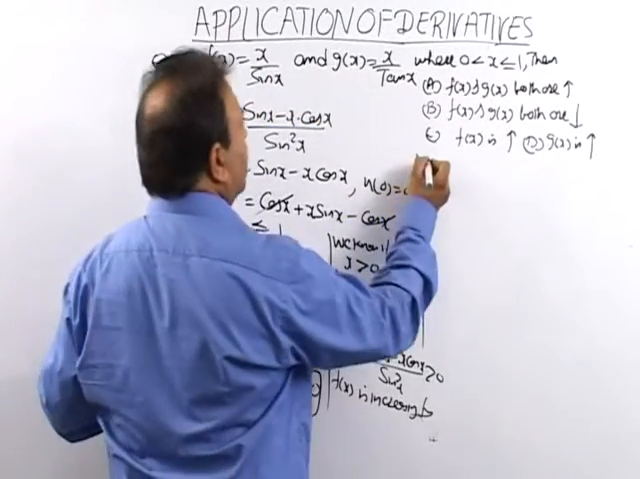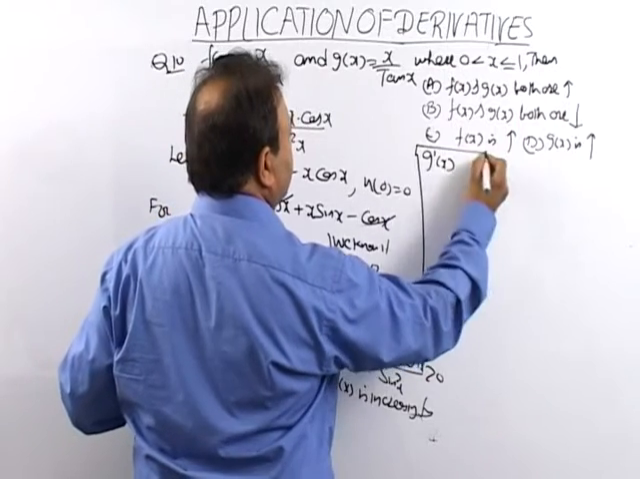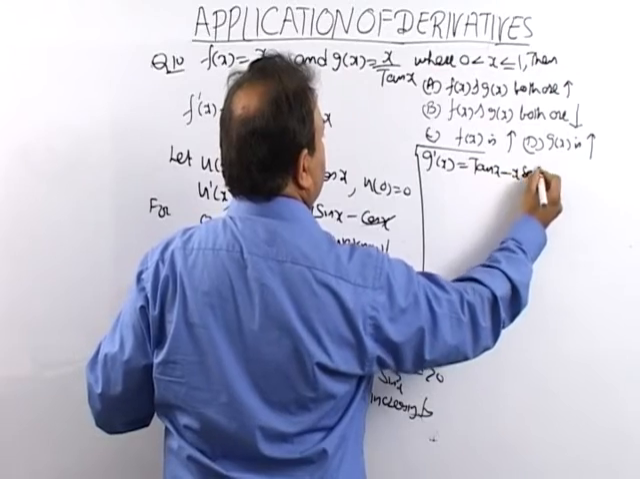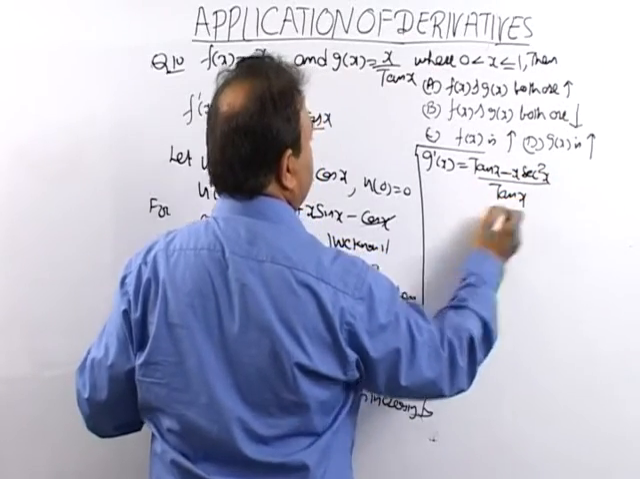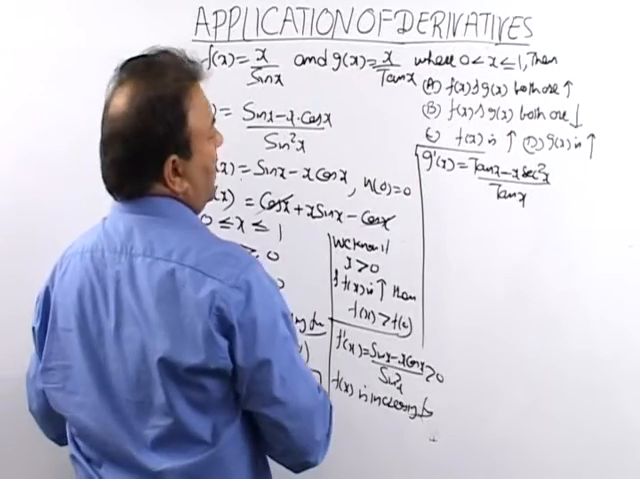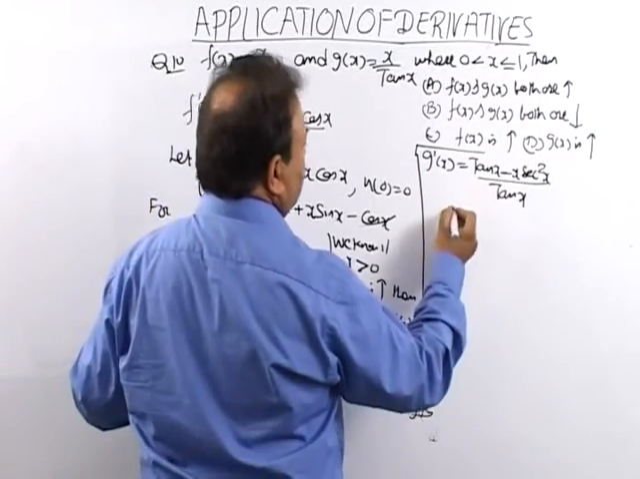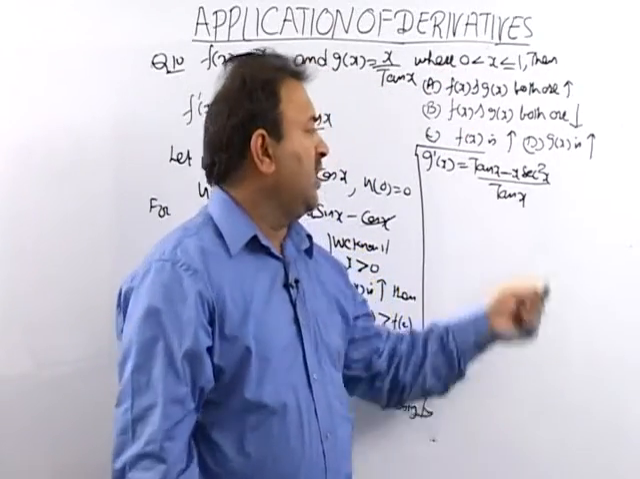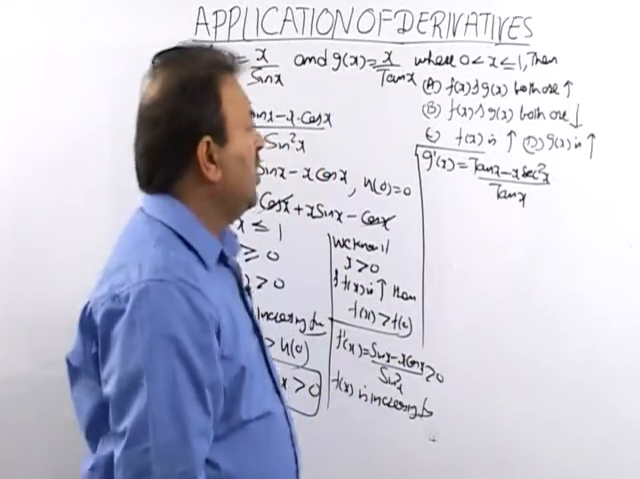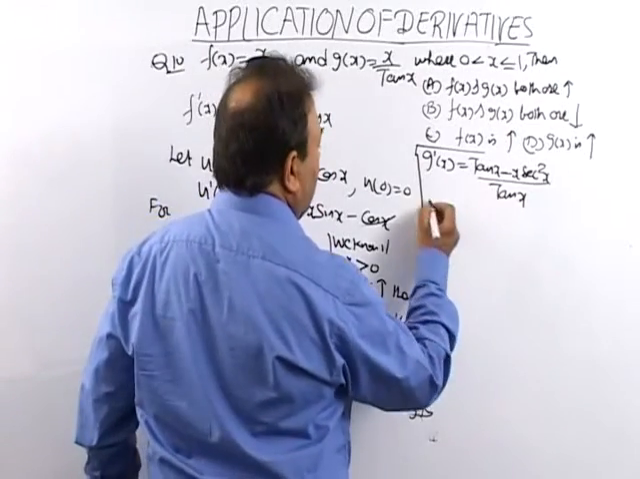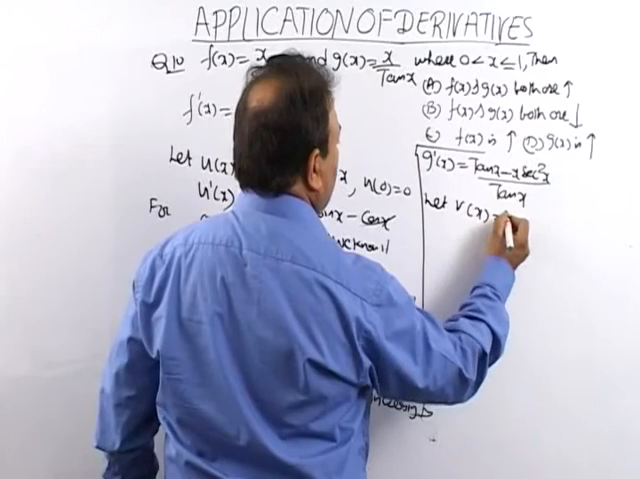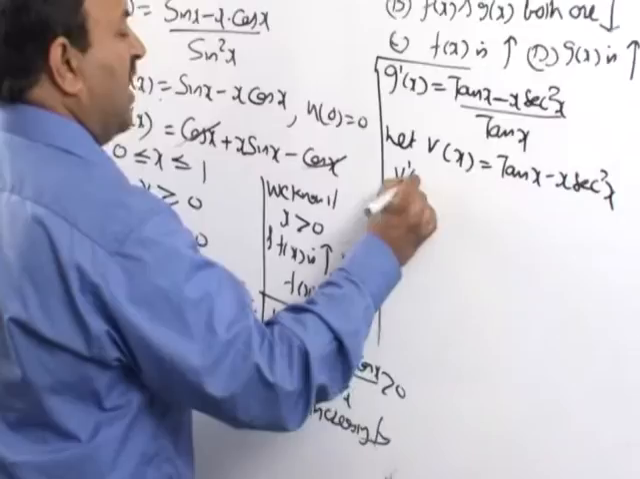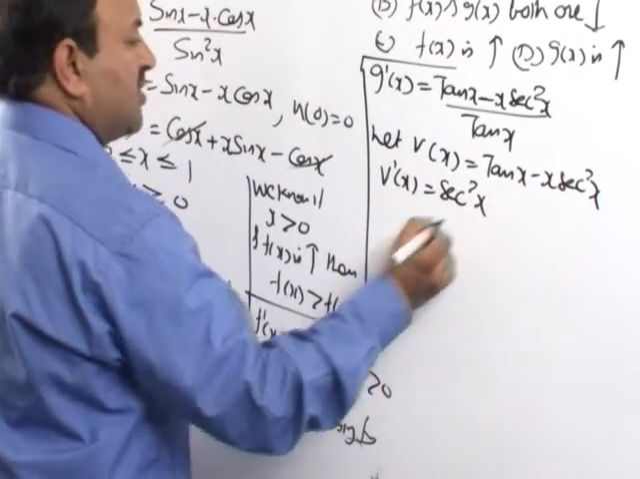g x के लिए क्या है? g dash x is equal to, this is tan x minus x secant square x upon tan x. This is g dash x. Now I can say same problem. Now for x lies between 0 to 1, I won't be able to say कि ये टर्म पॉजिटिव होगी कि नेगेटिव. उसके लिए अब हम क्या करेंगे, let v x is equal to tan x minus x secant square x. v dash x I find out it is secant square x.